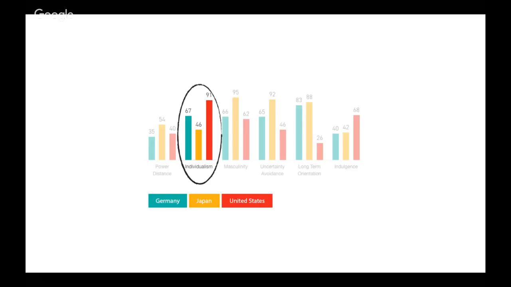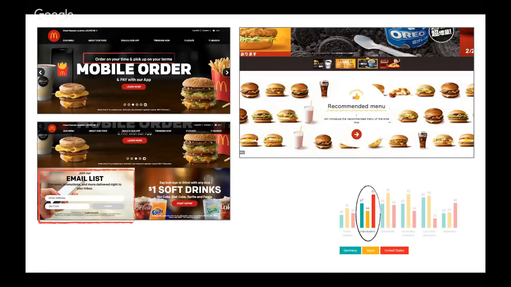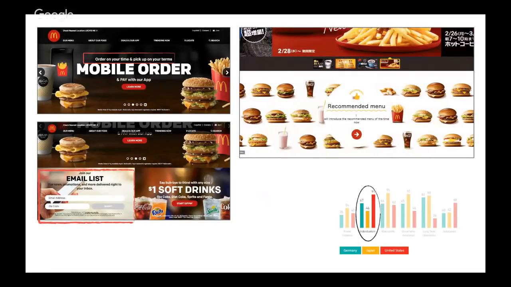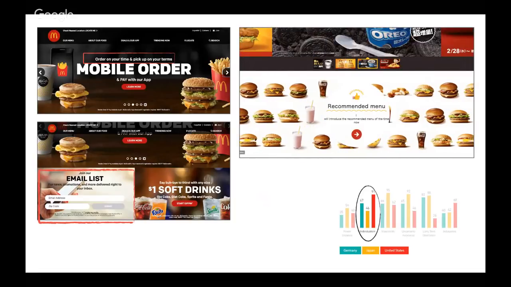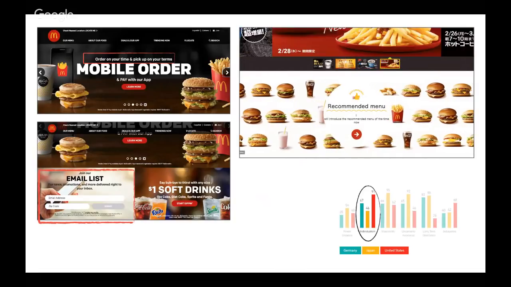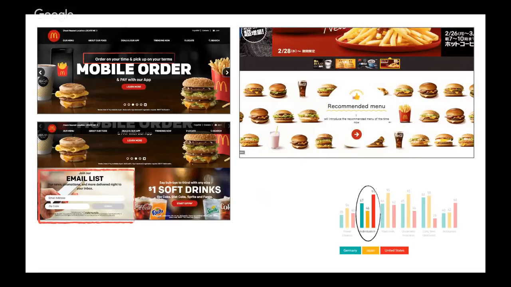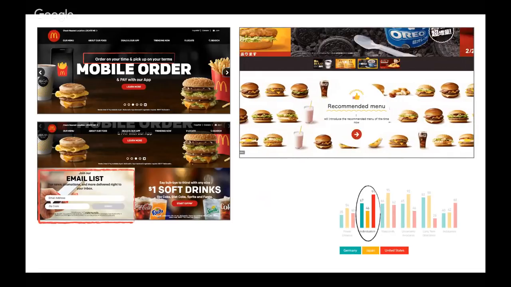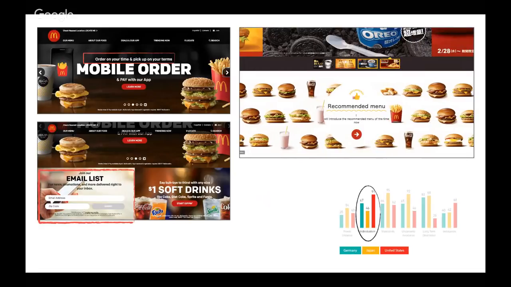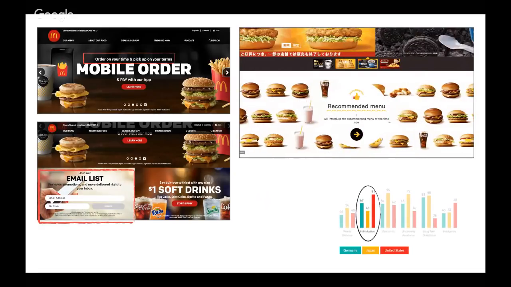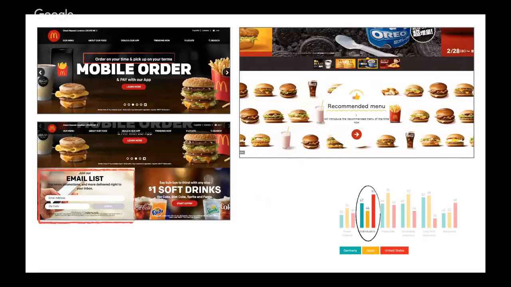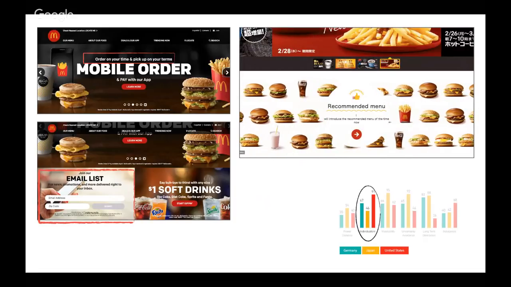And do you think this is reflected in the design of the website? We think so, and this is our interpretation. If you look at the American website, there is emphasis on words such as you, order on your time, and pick up on your terms. That can be explained because US has very high value for individualism. And also there is a priority of having the email list where people can subscribe to get promotions to their inbox.